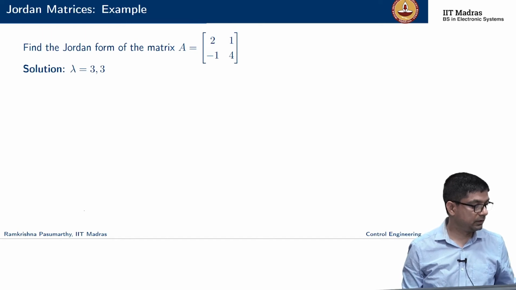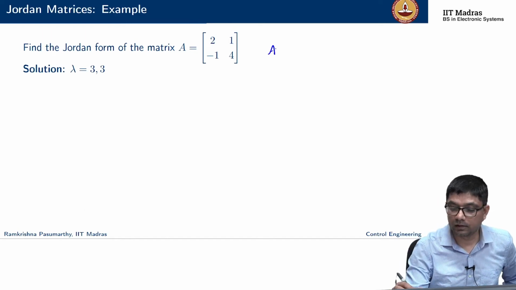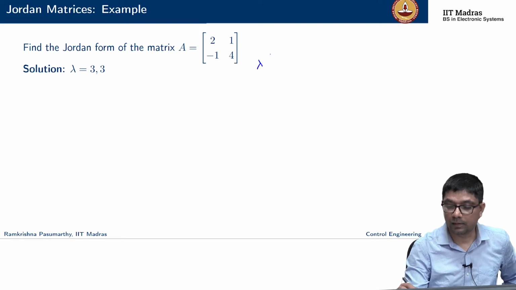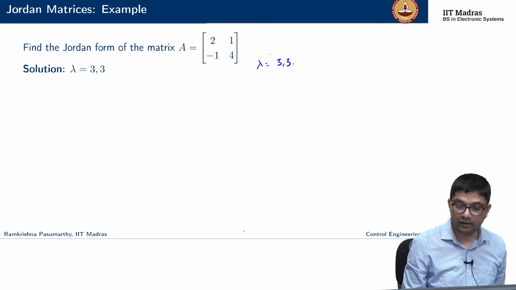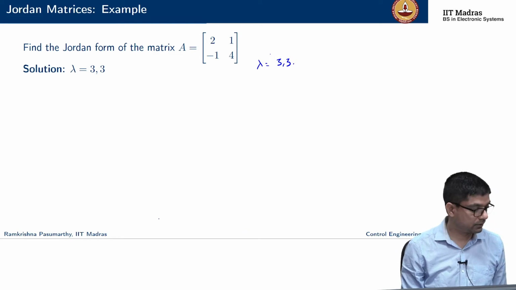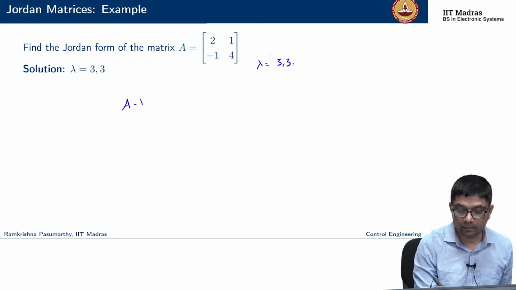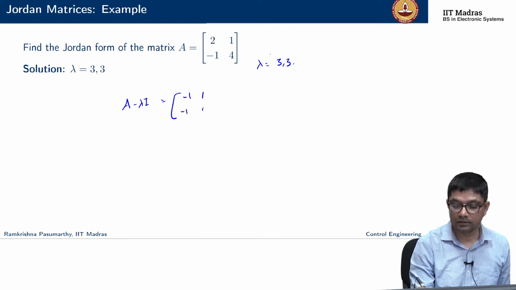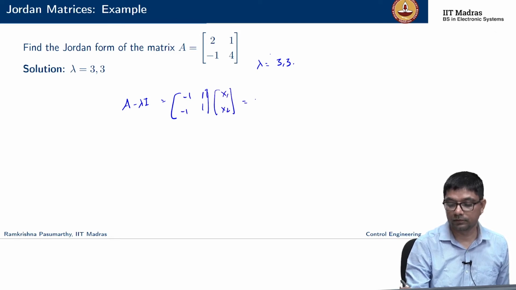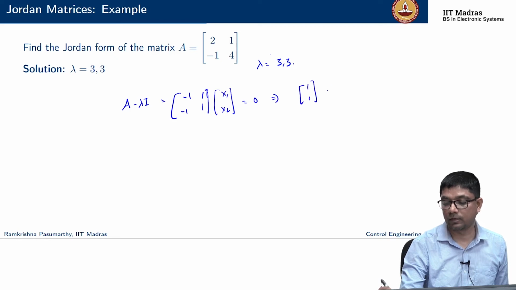So this should be A equal to 2, 1, minus 1, 4. Lambda will be 3, comma 3. I'll have eigenvectors of the form A minus lambda I, which will look like minus 1, 1, minus 1, 1, times x1, x2. This equal to 0 will imply that any vector of the form 1, comma 1 is an eigenvector.